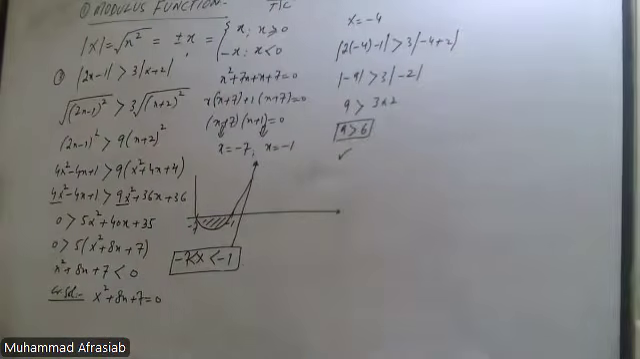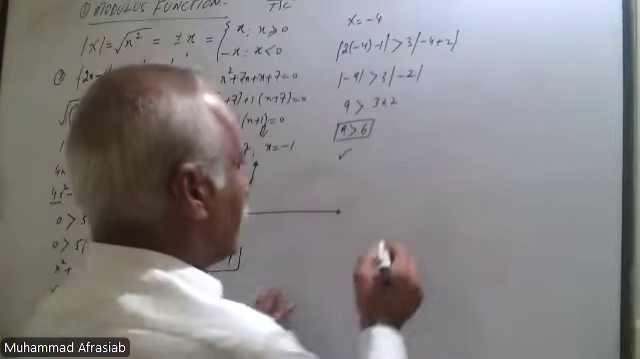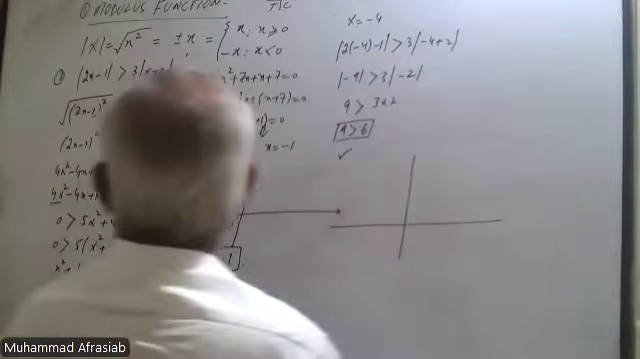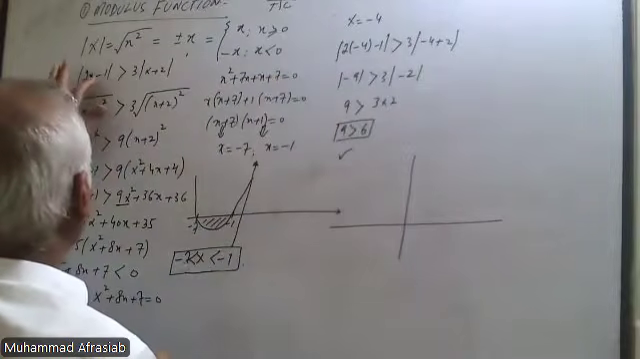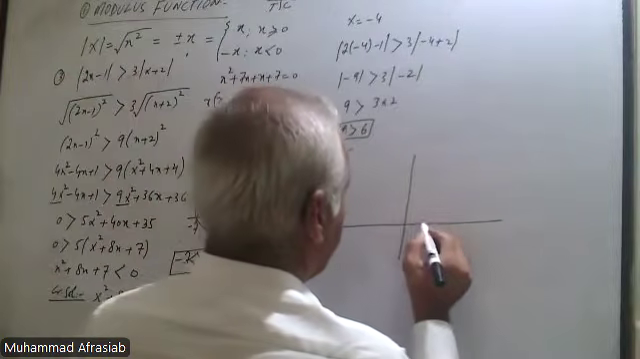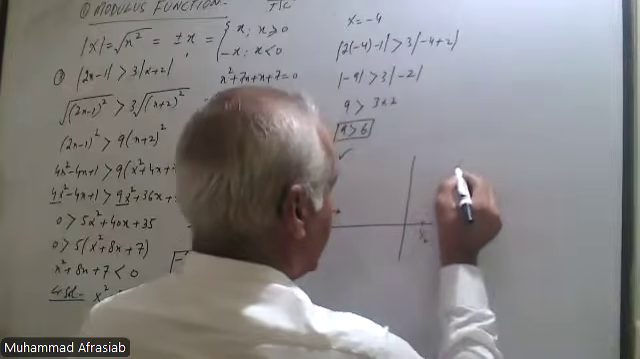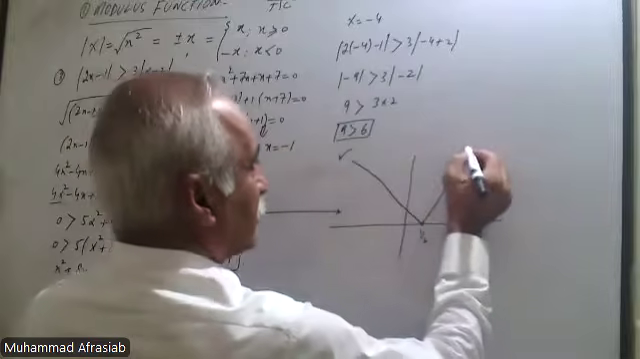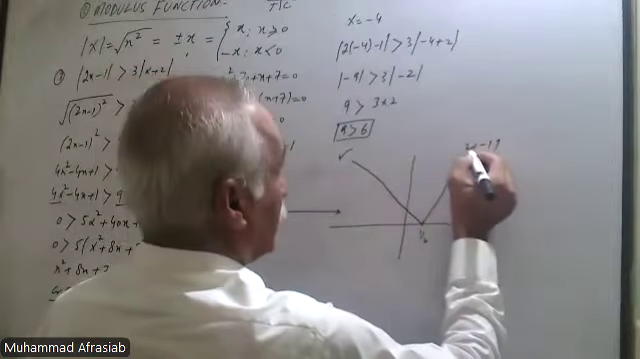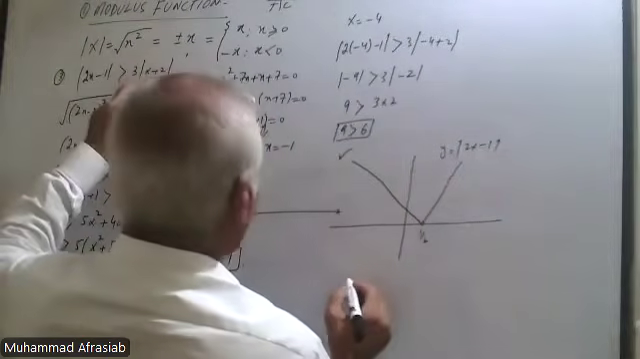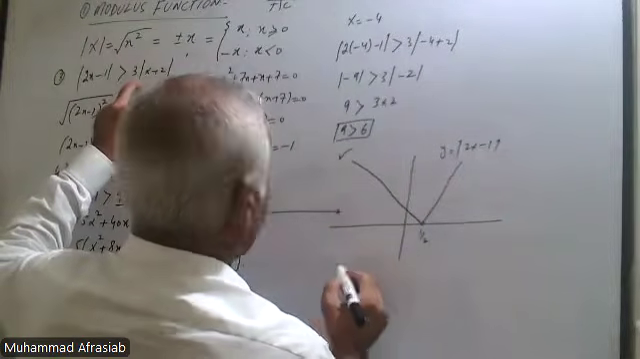Now, if we want to check with the graphical method, we know that this is the graph of |2x − 1|, and this is |2x − 1|. And the second one is y = 3|x + 2|.